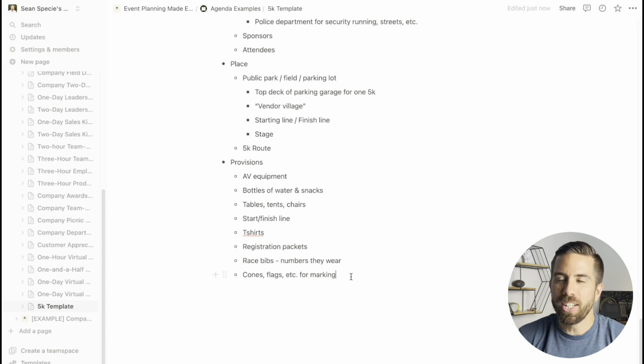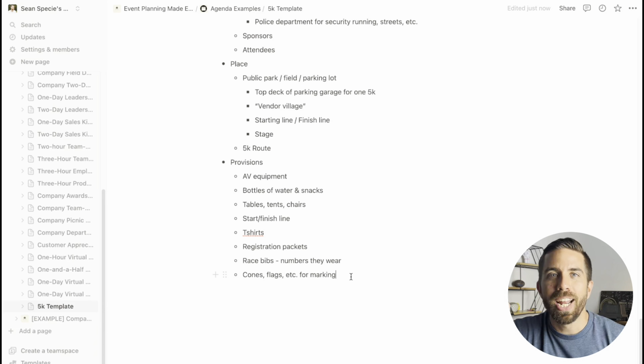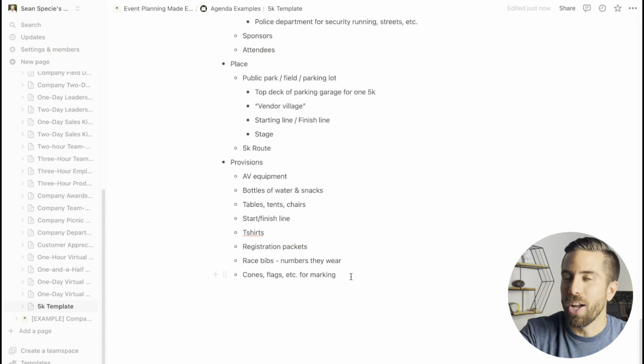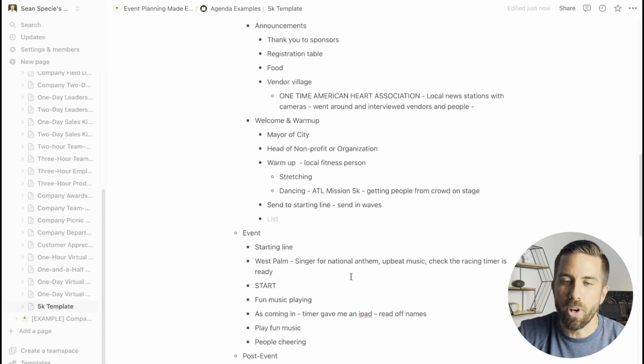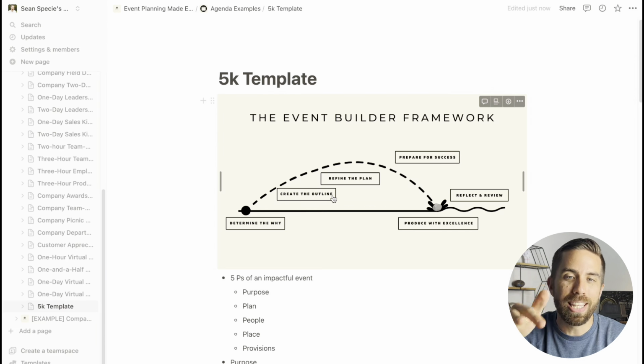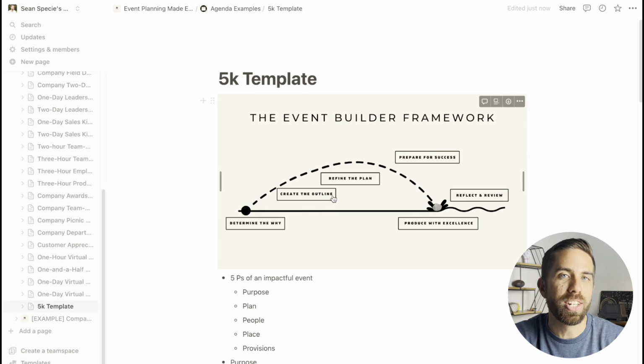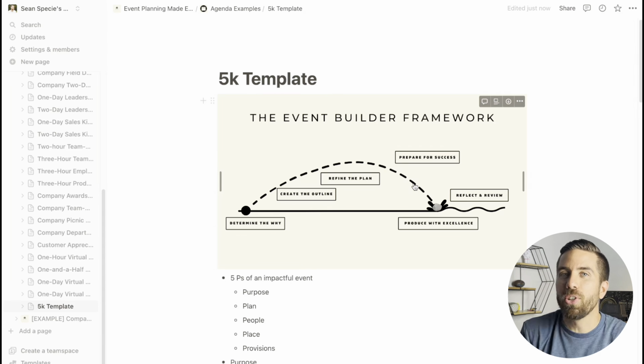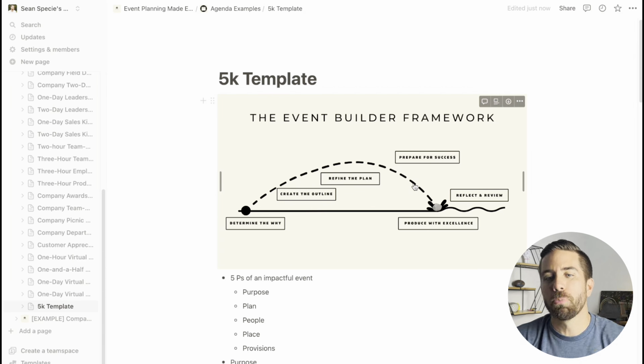Now, what I've done here is I have given you a pretty great place to start from. Now that we have a general outline, going back to the top and looking at our event builder framework, I've basically created an outline for your own 5K. I'm going to take these notes. You can find this agenda template and I will give it to you as a gift. It's in a link in the description below.